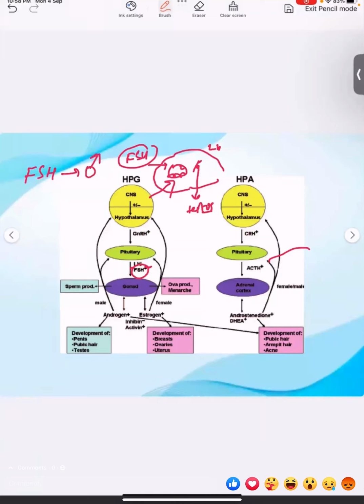What is the function? Aisha, are you here? Pubic hair and axillary hair. What is the function of the follicle stimulating hormone in male?